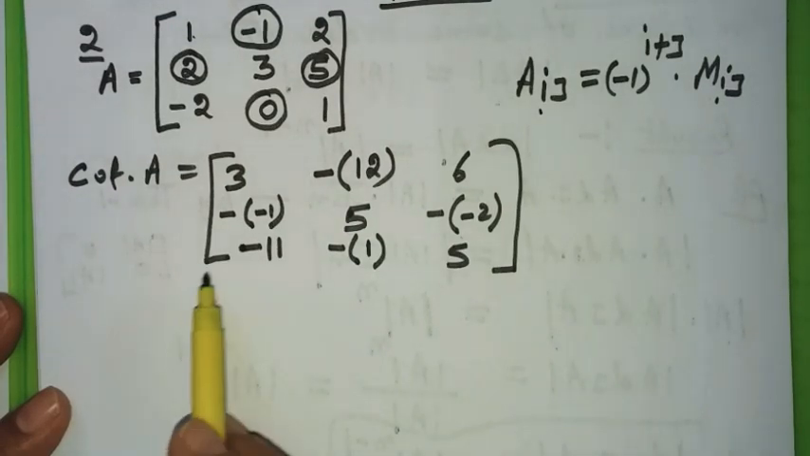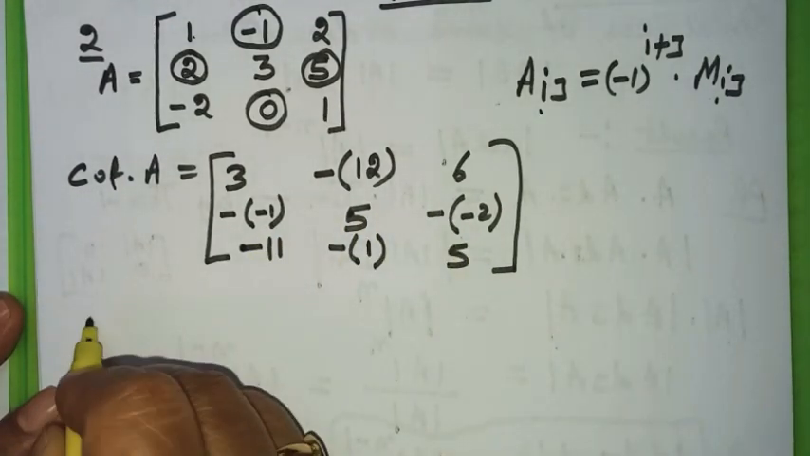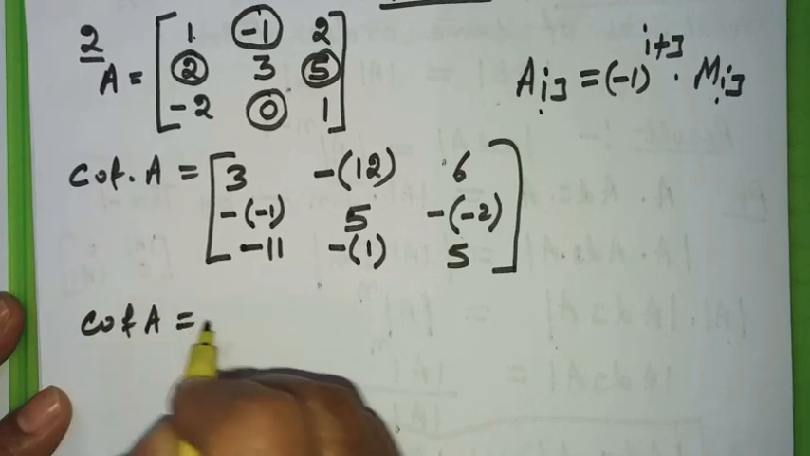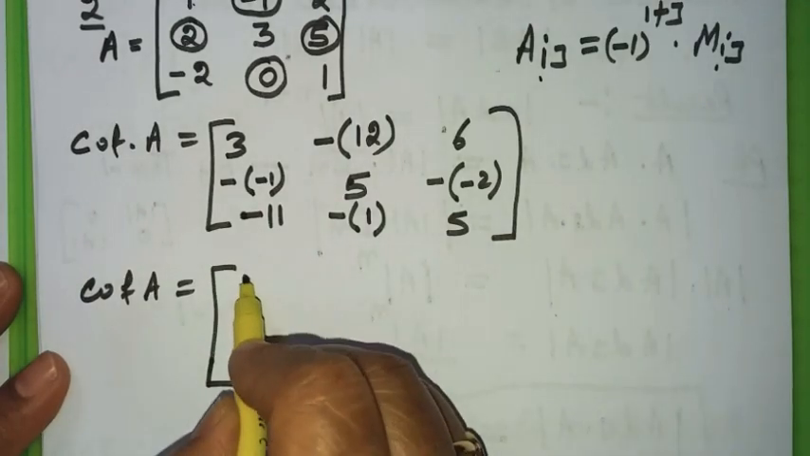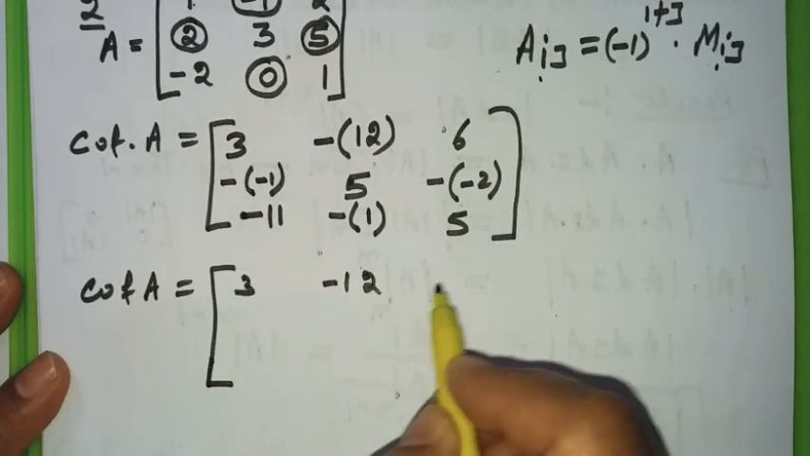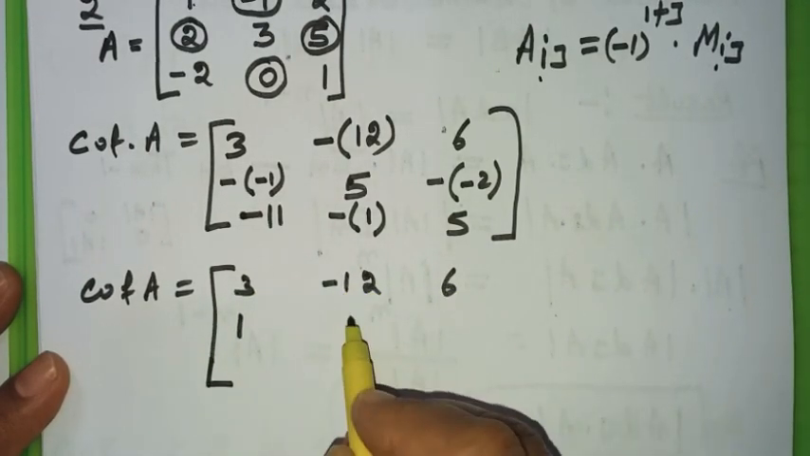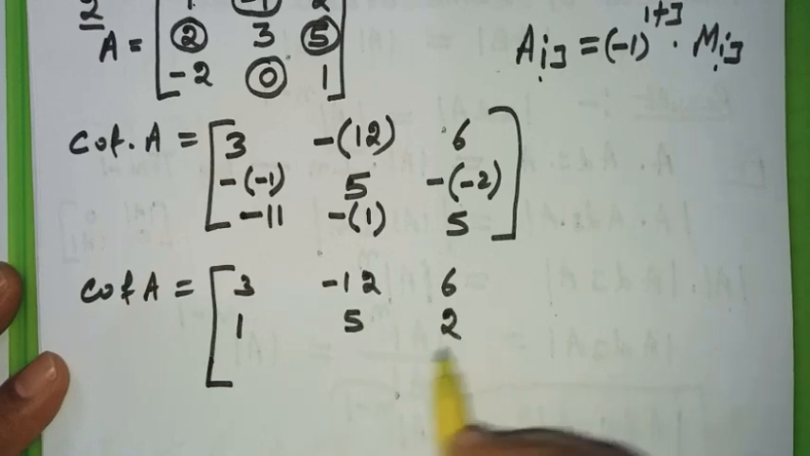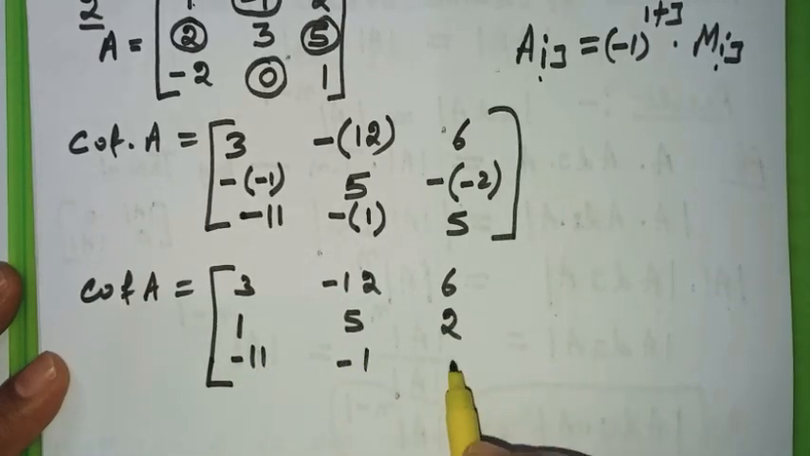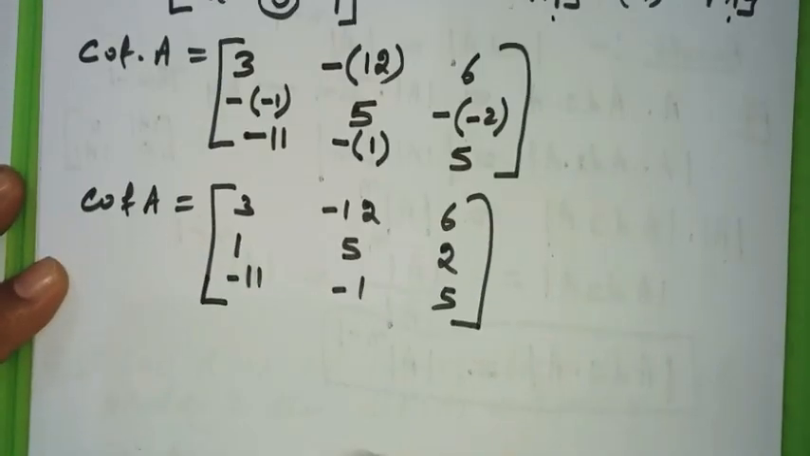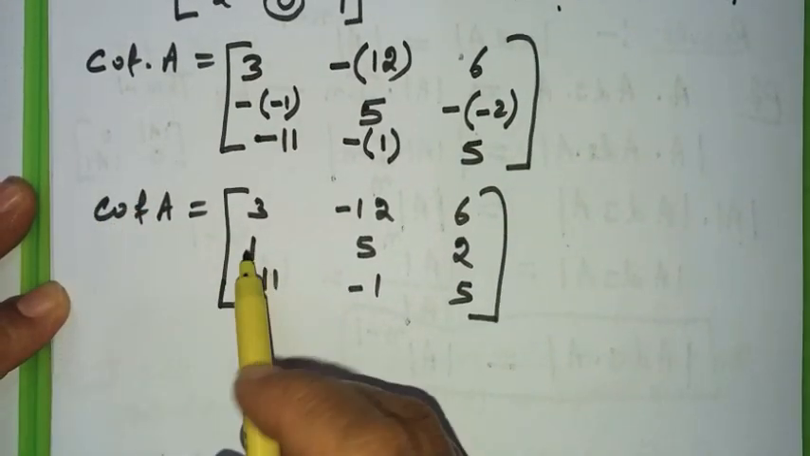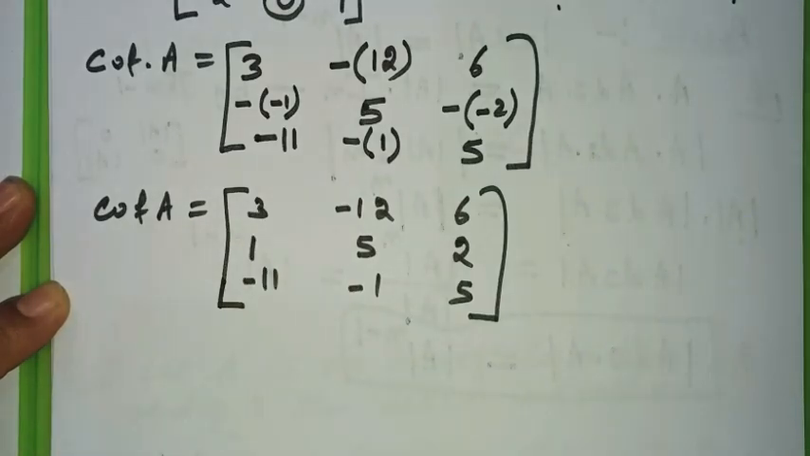So we have completed the cofactors of every element. Let us solve it completely and we write the matrix obtained. So we got 3, minus 12, 6, 1, 5, 2, minus 11, minus 1 and 5. This is the cofactor matrix obtained by replacing every element by its cofactor.